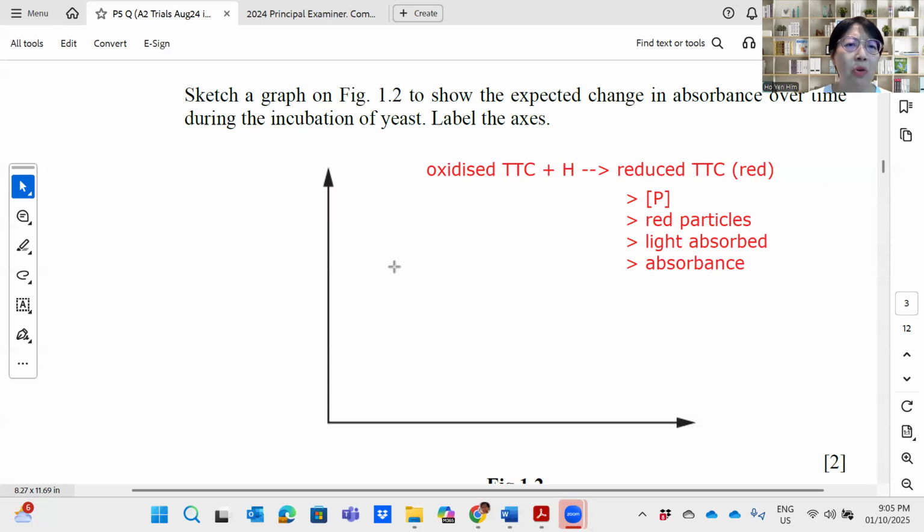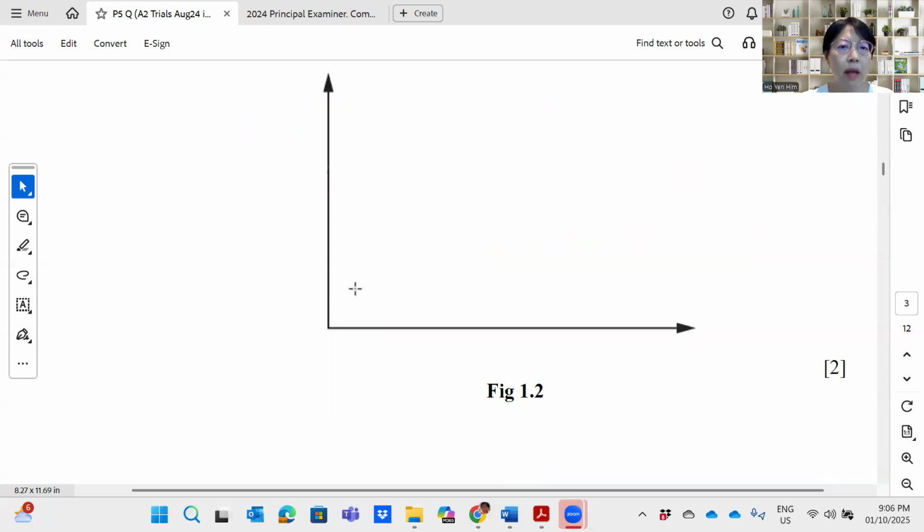I draw the box. How do I draw it? Okay, like this. So this is something like product form with time like this. It doesn't go down, it goes straight and becomes horizontal. Okay? So that is the answer.